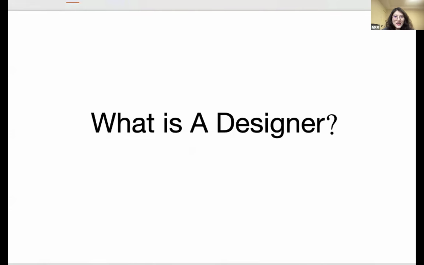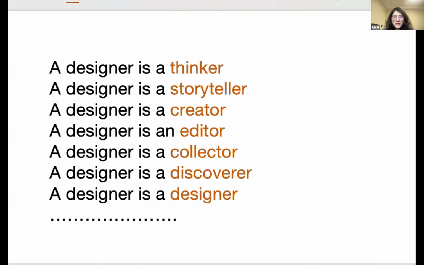All right. So let's go through. So what is a designer? Well, maybe your answers are all different. That's right, because a designer is a thinker, a storyteller, a creator, an editor, a collector, a discoverer, and so on. Well, the answer is a designer is everything. They have so many hats. Well, why is a designer everything? Because we need to force ourselves to break down all the walls when we're doing a project. That means you are a designer. Designer means you can do every topic of your project.